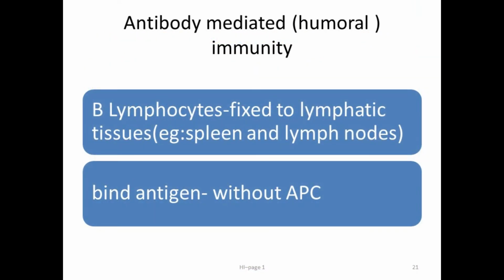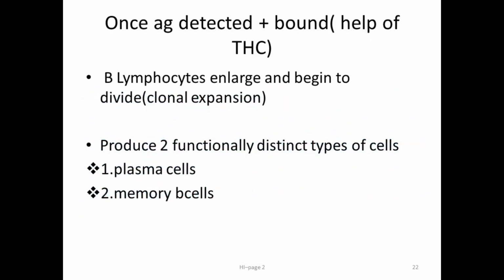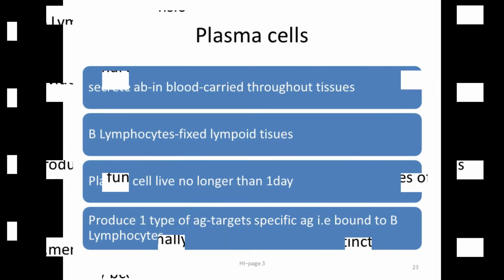Now we are going to see about the humoral immunity, which is taken care of by the B lymphocytes, and they are present in lymphatic tissues like spleen and lymph nodes. They bind with the antigen without the help of antigen presenting cell. So once the antigen is detected by the B lymphocyte with the help of T helper cell, they produce two distinct types of cell called plasma cell and memory B cell.